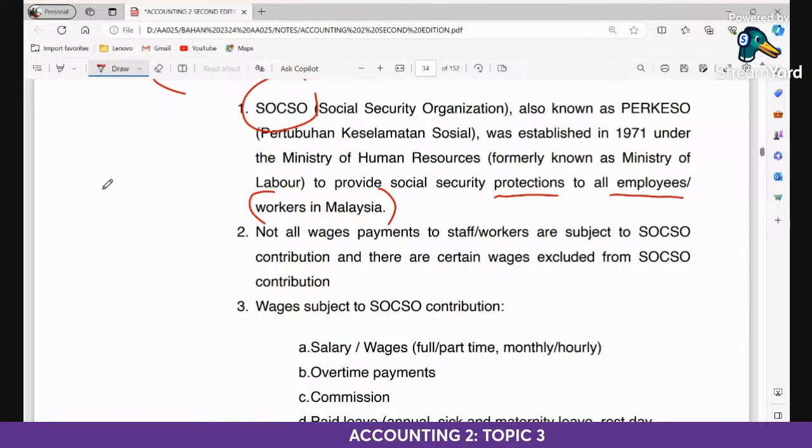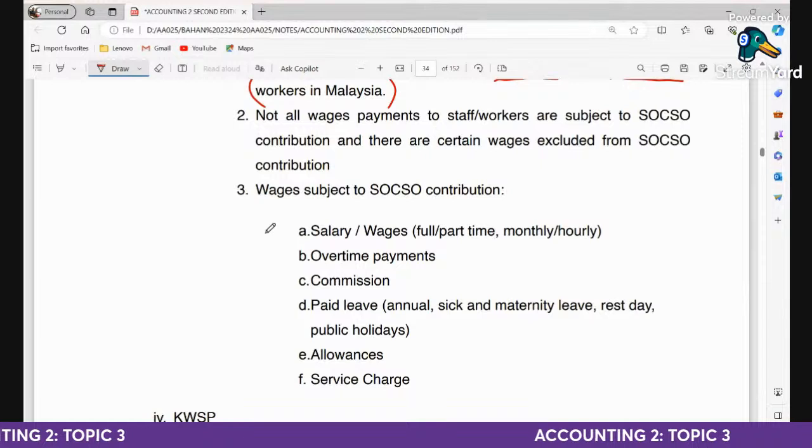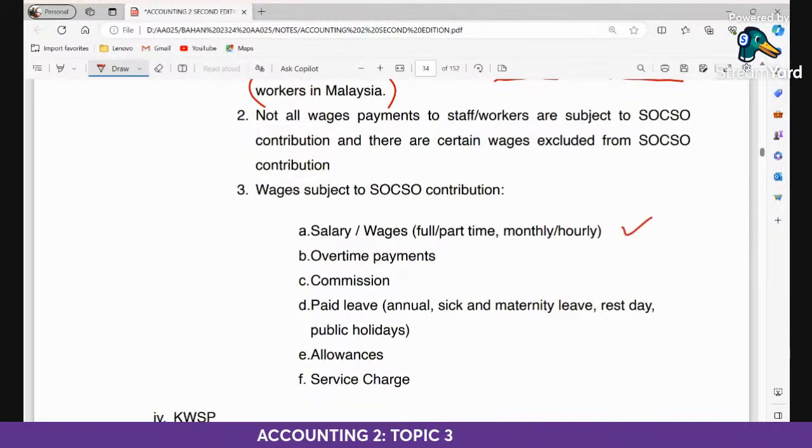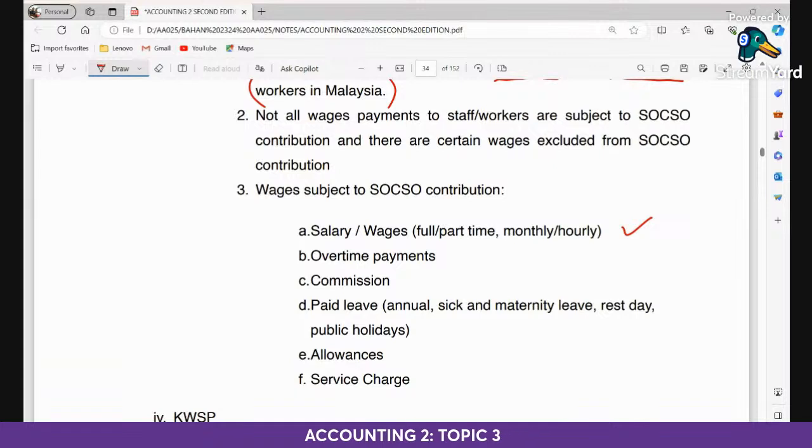Okay, so dalam banyak-banyak pembayaran yang dibuat kepada pekerja, what are the wages subject to SOCSO contribution? Alright, yang pertama ialah gaji, for sure lah. Okay, I am not very sure about the percentage, tapi you are given a percentage to be deducted from your salaries or wages, dan nilai wang yang ditolak tadi tu akan masuk ke dalam tabung SOCSO.